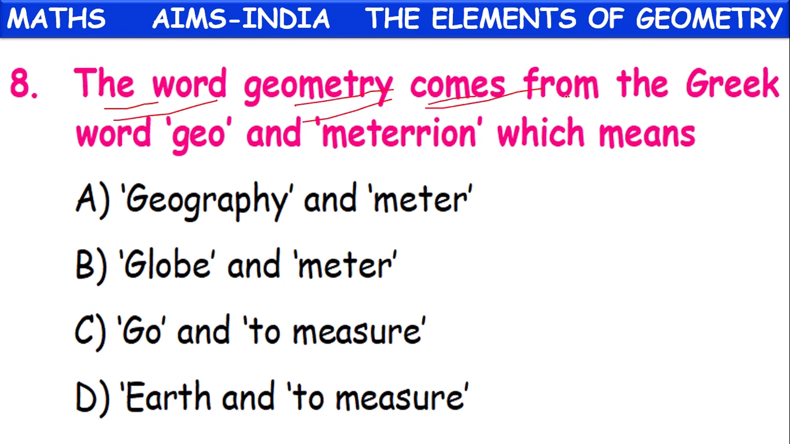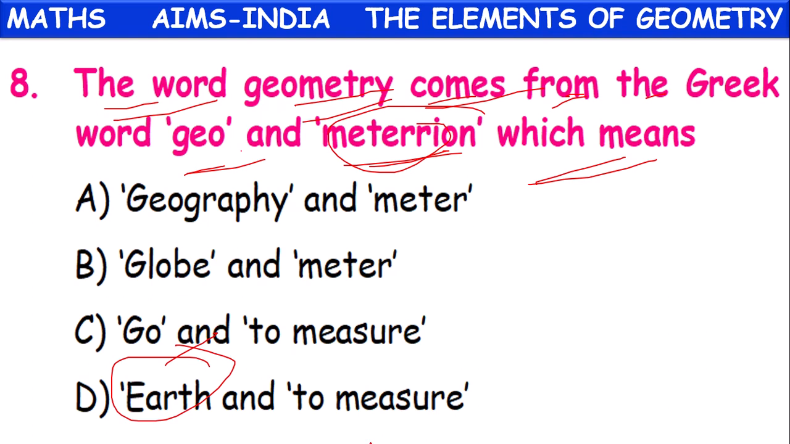The word geometry comes from Greek words geo and metrion, where geo means earth, metrion means to measure. So answer B option, earth and to measure.